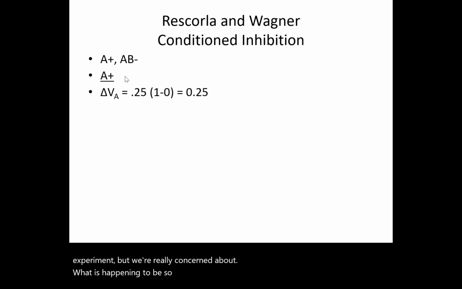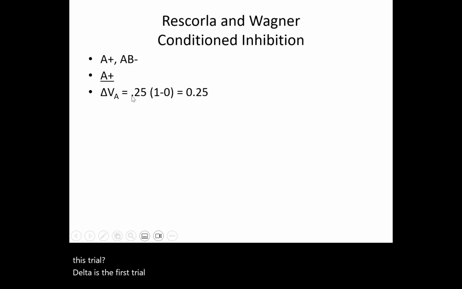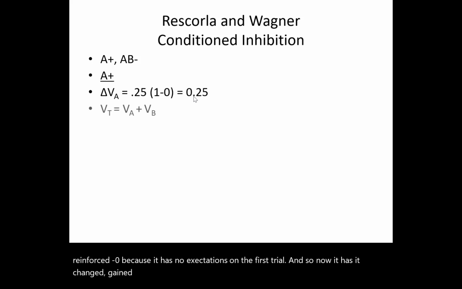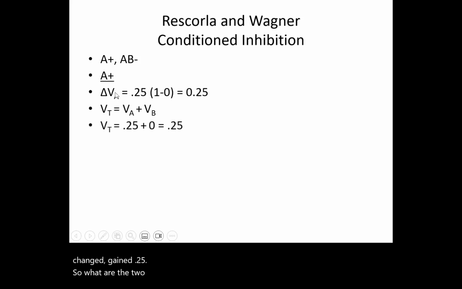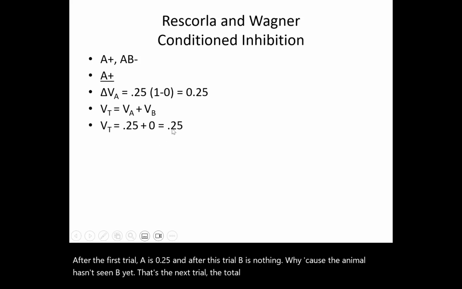So let's look at what happens to A. What is the change in A on this first trial? It equals 0.25 times 1 because it's reinforced, minus 0 because it has no expectations on the first trial. And so now it gained 0.25. So what are the two together? After the first trial, A is 0.25, and B is nothing, because the animal hasn't seen B yet. That's the next trial. The total is 0.25.